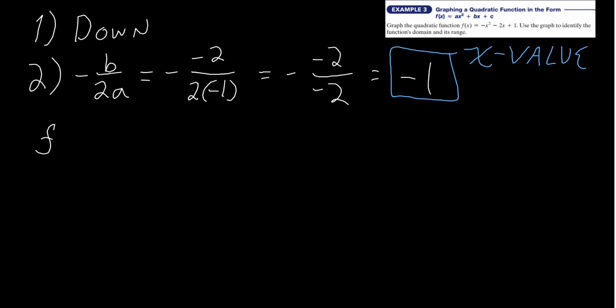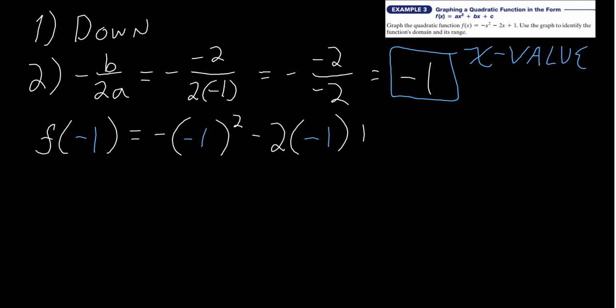All right, so here we go. f of negative 1. Oh, I didn't even make it blue. And again, I'm just writing the equation here. Okay, so we have negative x squared, so we're going to say negative 1 squared minus 2 times a negative 1 plus 1. Okay, so doing the arithmetic here, negative 1 squared is a positive 1.